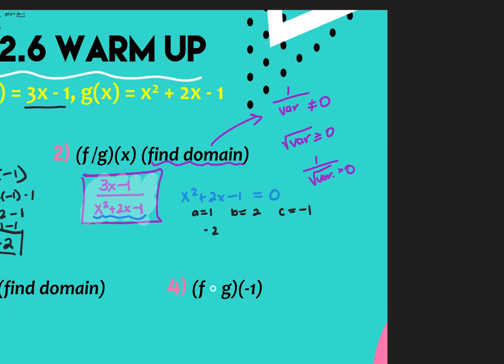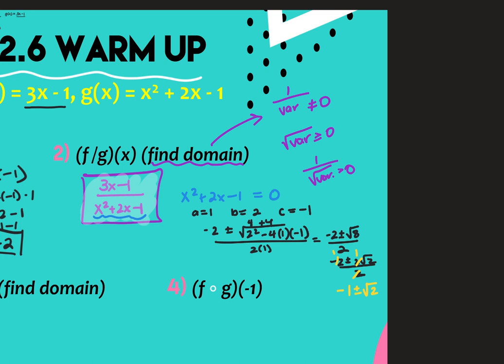I'd get negative b plus and minus the square root of b squared minus 4 times a times c, all over 2 times a. I'd get negative 2 plus and minus, this is 4 plus 4, so the square root of 8, over 2. Simplify that further because you can break that 8 down. Negative 2 plus and minus 2 root 2 over 2, which is negative 1 plus and minus square root 2.